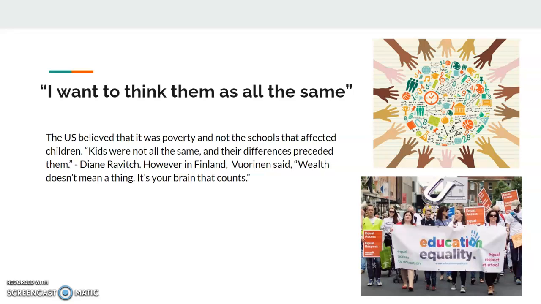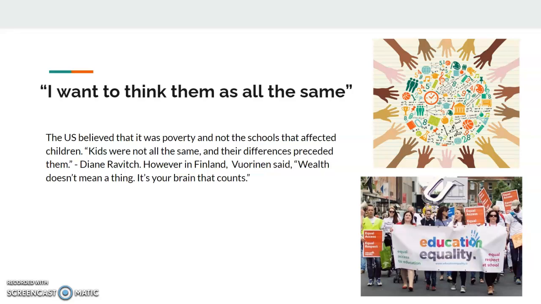Now, the U.S. believed that it was poverty, and not the schools, that affected children, as said by Diane Ravitch in the book, kids were not all the same and the differences preceded them. However, in Finland, Vorian said, wealth doesn't mean a thing, it's your brain that counts. We can see a vast distinction in opinions and beliefs from two different countries, and it shows how culturally unalike we are when it comes to education. Every student is different, therefore what truly matters is not what the best solution is for them, but how you can create the best solution for them.